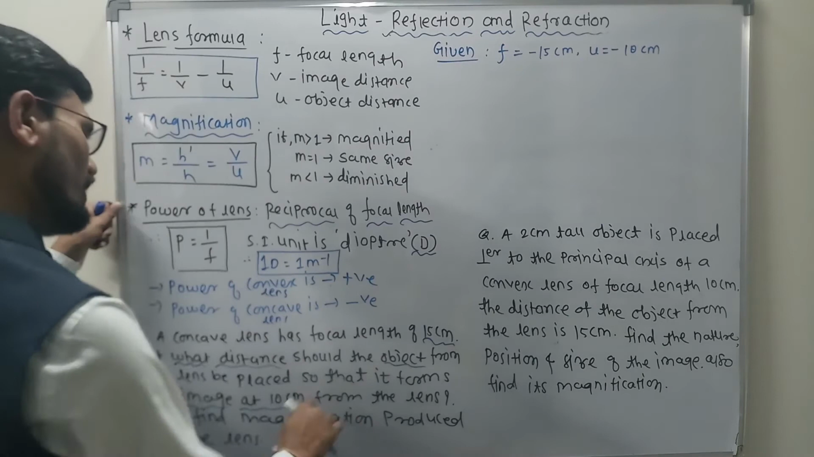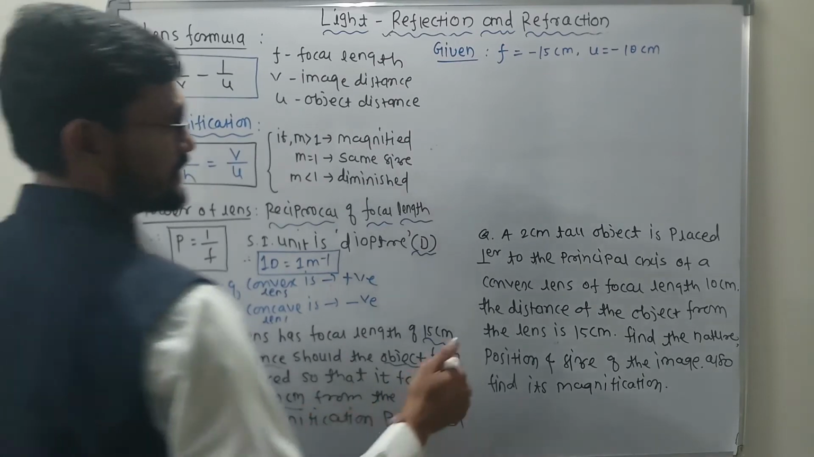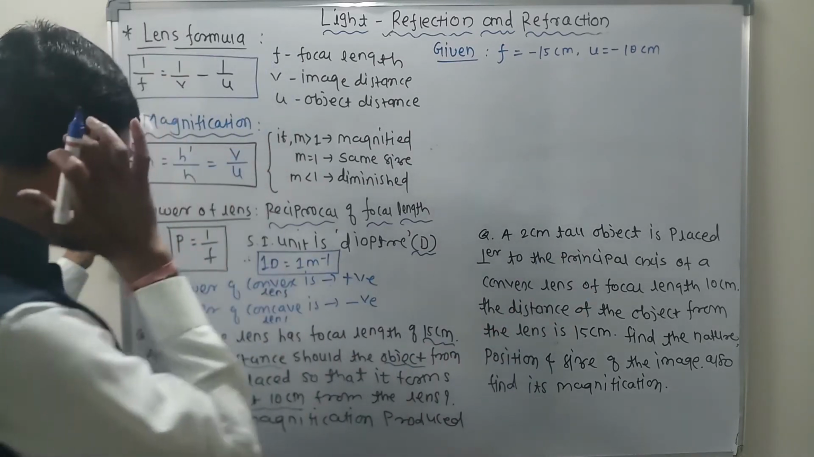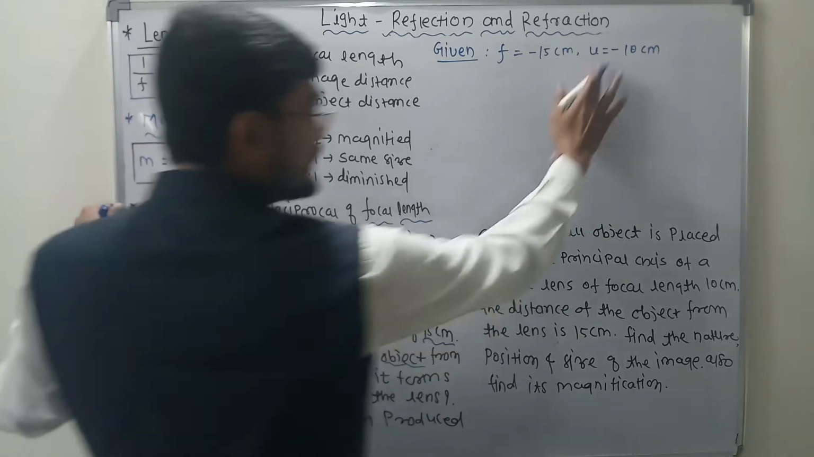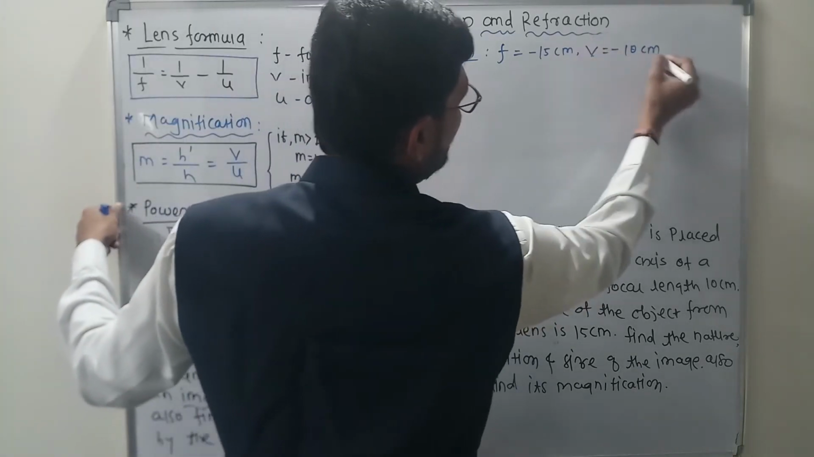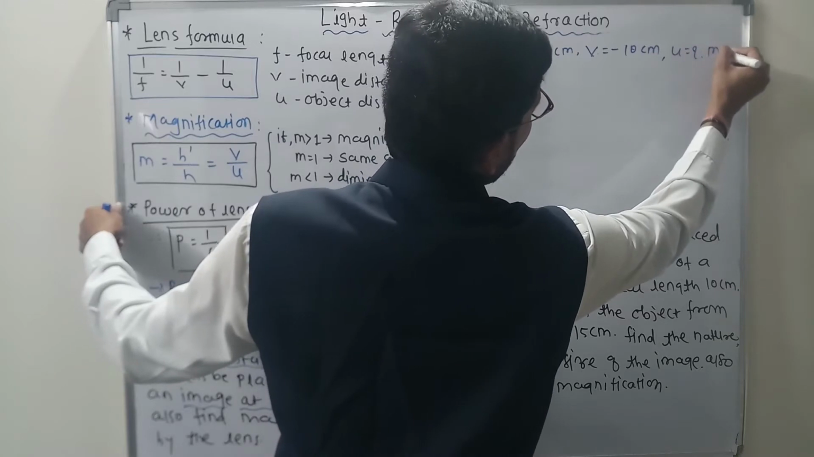Minus 10 centimeter. And from the lens also find the magnification. Now what do we want to calculate? V is given, not u. V is given. We want to calculate u as well as m.